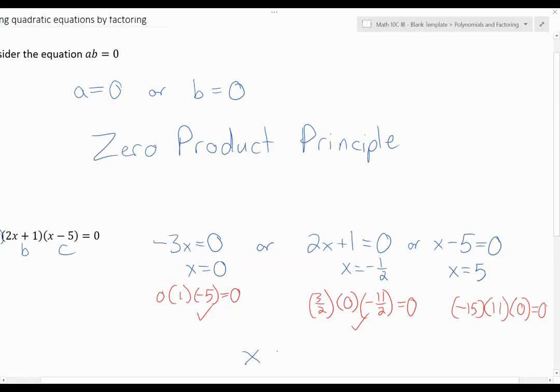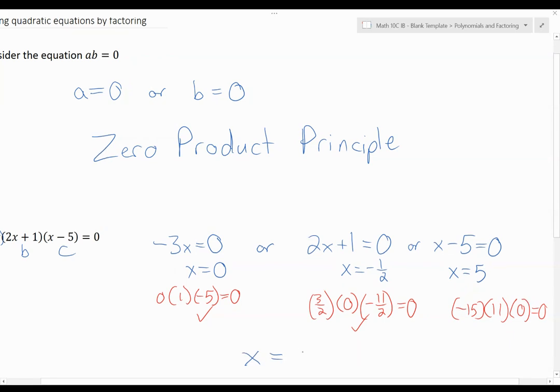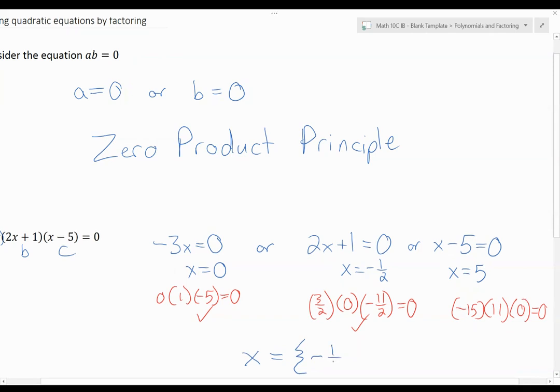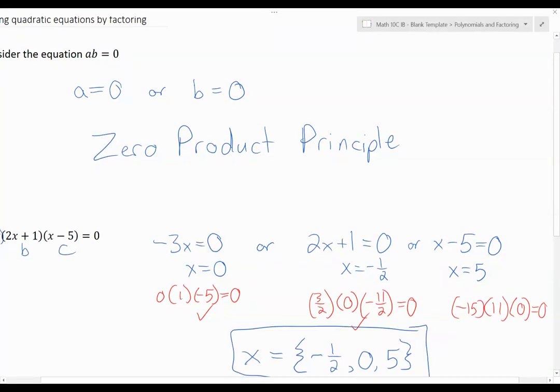So we can say that x equals, and then we have a set of solutions. I'm going to indicate it using these curly brackets, and I'm going to write the values in increasing order. So negative 1/2, 0, or 5. All three of these values of x would be considered solutions to that original equation.